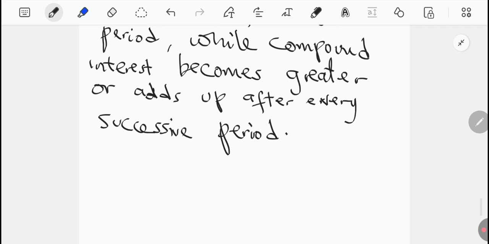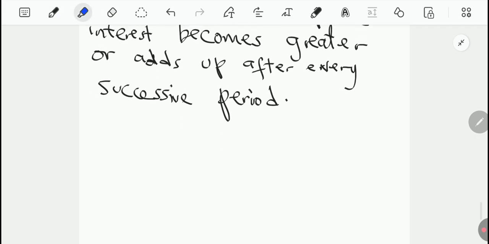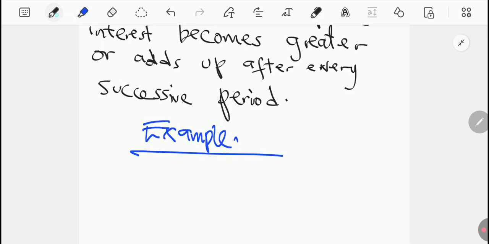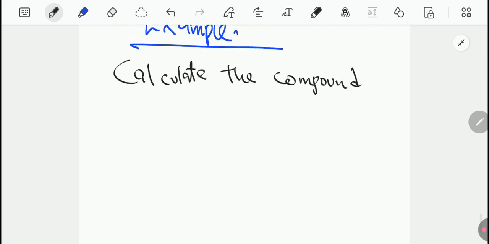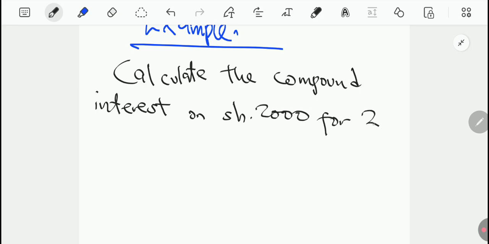Let us do one example here. Example. Calculate the compound interest on shillings 2000 for 2 years at 8% per annum.